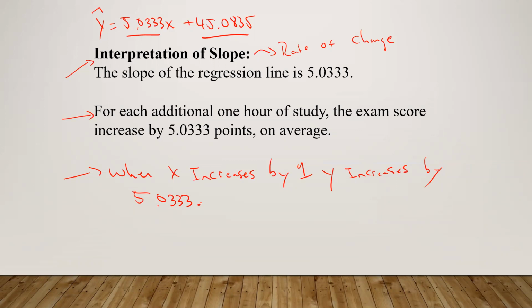So in the context of our problem, x is the hours of study. Whenever a person studies for 1 additional hour, what this means is their exam score is going to increase, because that's y, the exam score, by this many points. We also say this is on average, because some students will study for an additional hour and get more benefit than another student. So this is just on average of all the students, okay?